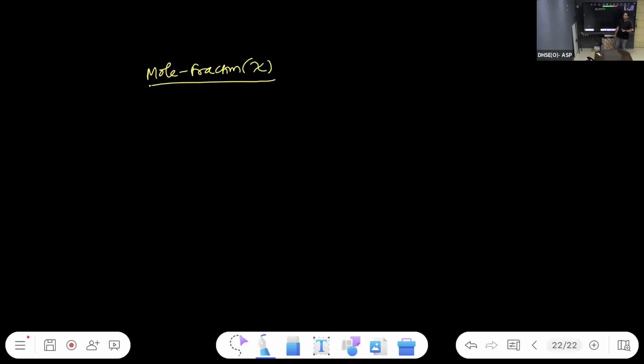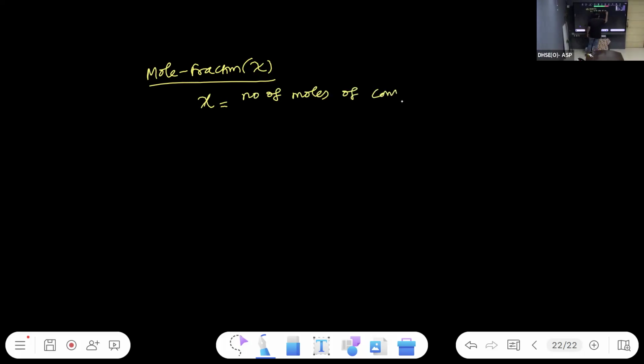Similarly, mole fraction means the ratio of the number of moles. Always, the total number will be at the denominator. In a solution there are basically two components, solute and solvent. The mole fraction of solute is the number of moles of solute divided by the total number of moles. The mole fraction of the solvent is the number of moles of the solvent divided by the total number of moles.